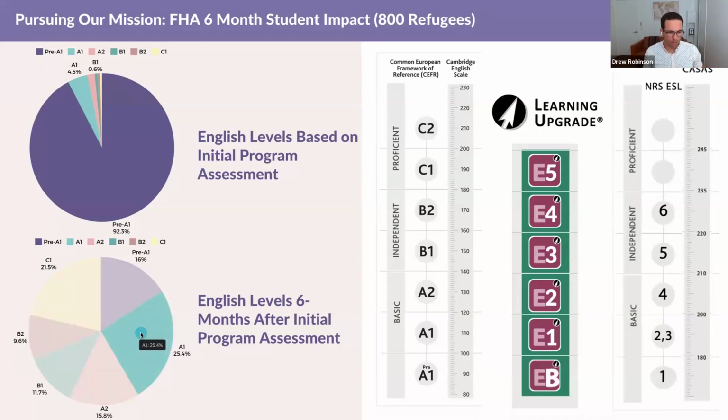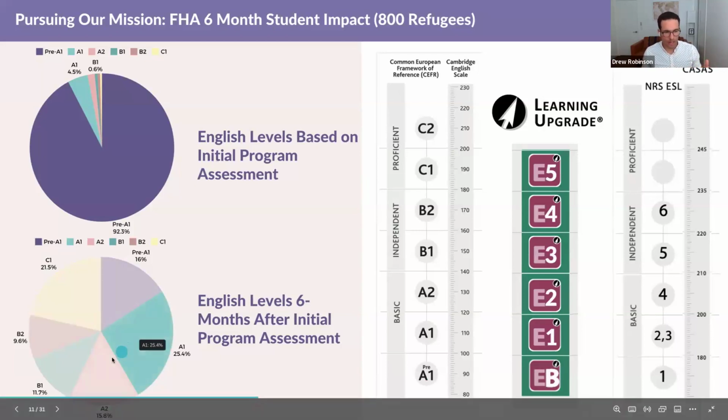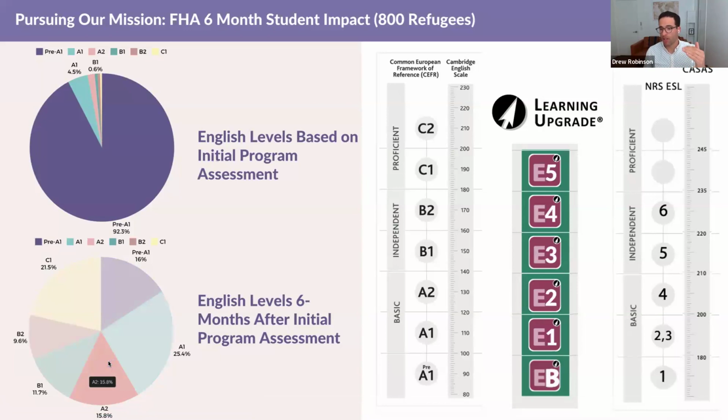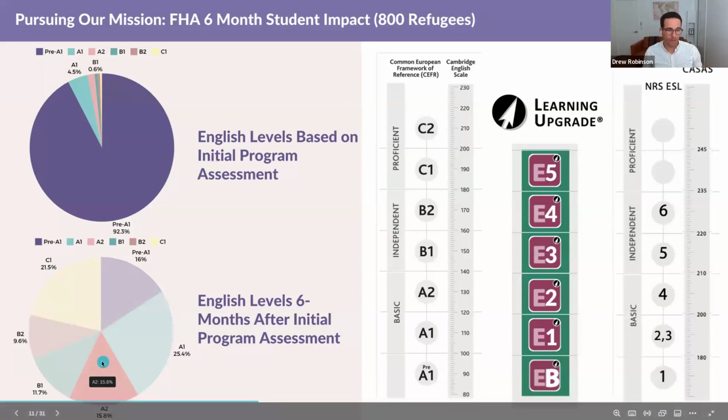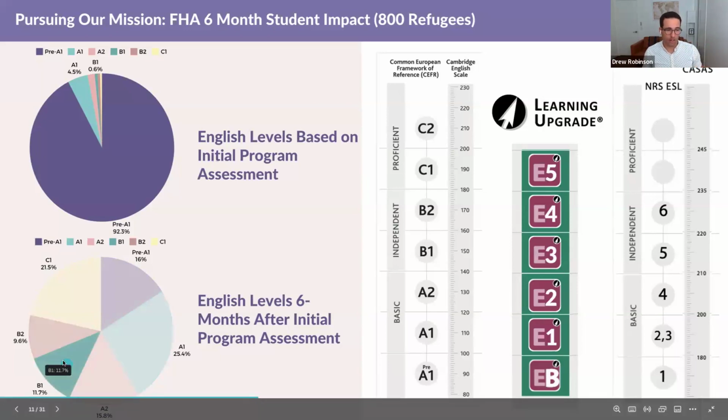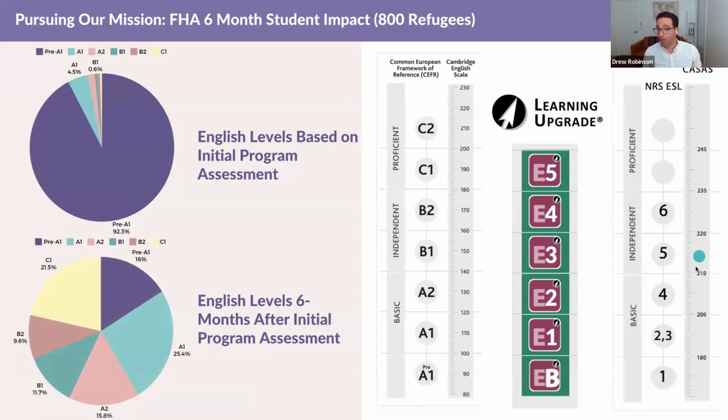For those that did use it, though, you can see here the basic A1 and A2, how quickly in 6 months you're able to go from a CASAS equivalent of 180 into that 180 to 210. And then most importantly is our CEFR B1, B2 into this independent group. Now you're above 210. And so you're into independent and you're on your way. So this is something that we're able to do, again, fully remote with refugees, first exposure to academic English.